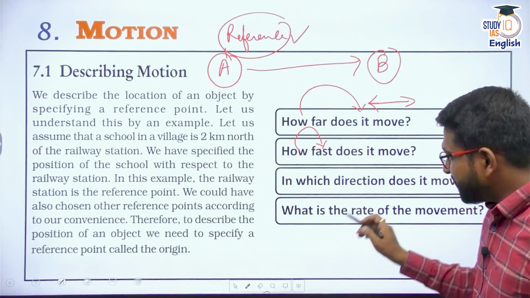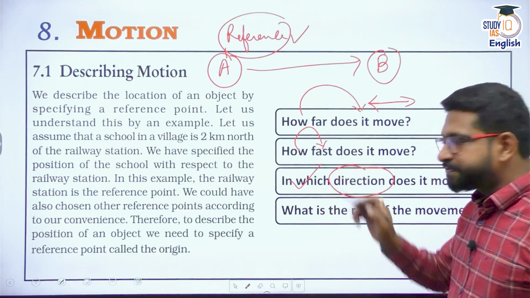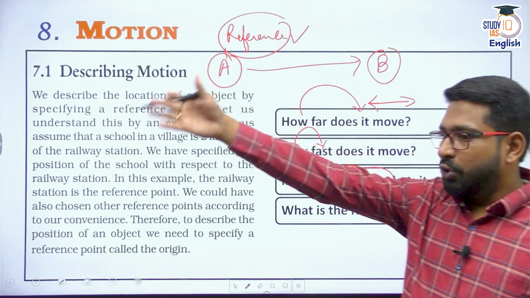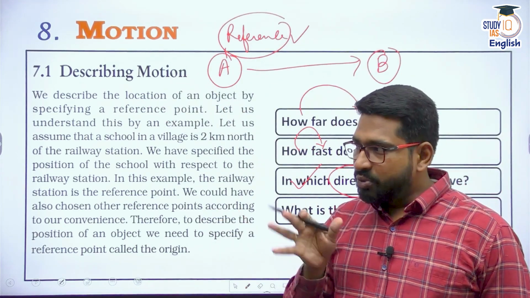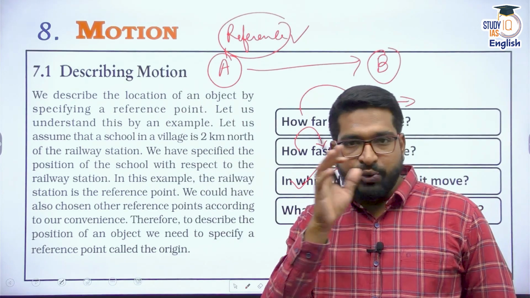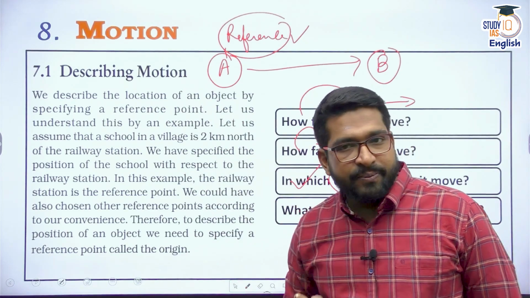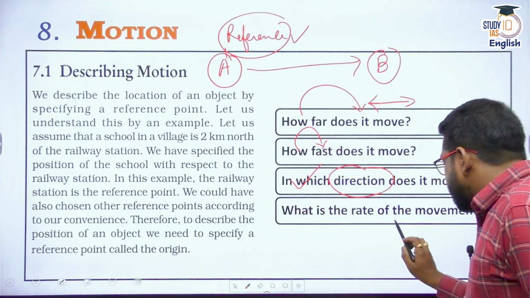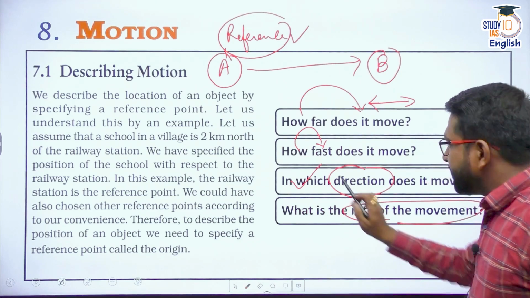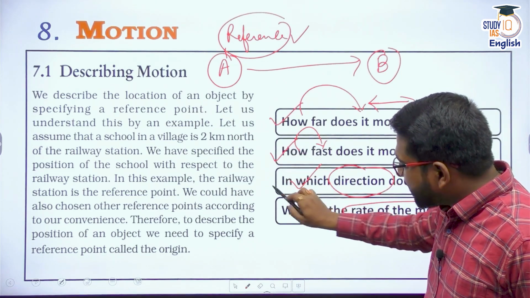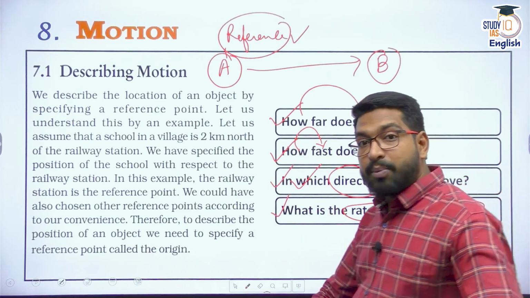Apart from that, in which direction did I move? I came from home to office. What was the direction? Was it due east? Was it due west? Or was it some other direction? Apart from that, what was the rate of the movement? Now, these are some of the variables that we need to understand to describe a motion.